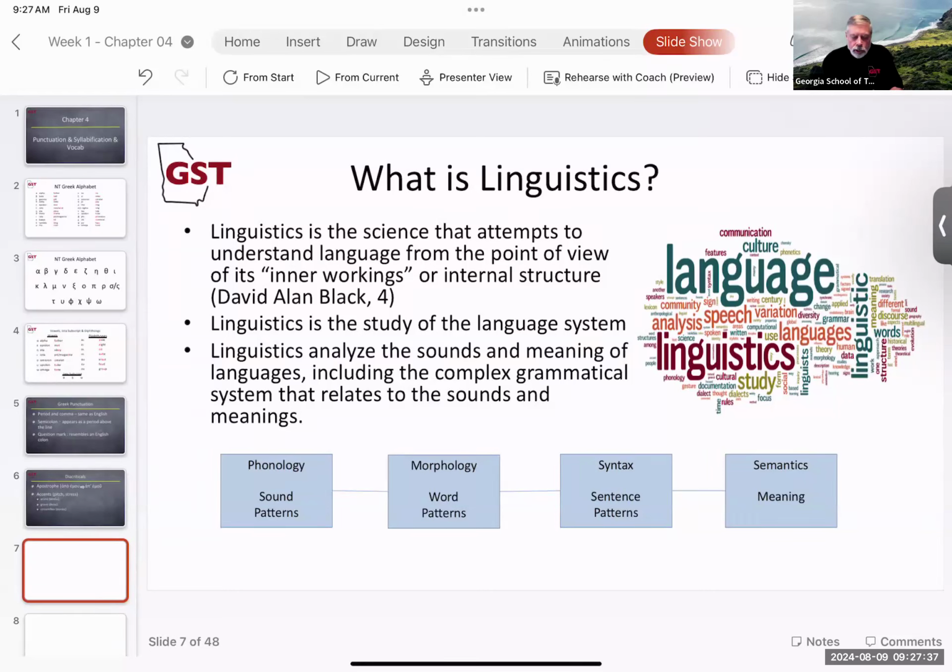So grammar, which is what we're studying, includes morphology, semantics, meanings, and syntax, sentence patterns. In grammar, we're going to look at all three of these things, although our emphasis is going to be predominantly on morphology, word patterns, and semantics. We'll also have some syntax. Syntax is a little more advanced, but we'll do some of that because it is important. But we're going to emphasize morphology and semantics. I want to talk about morphology here for a minute.